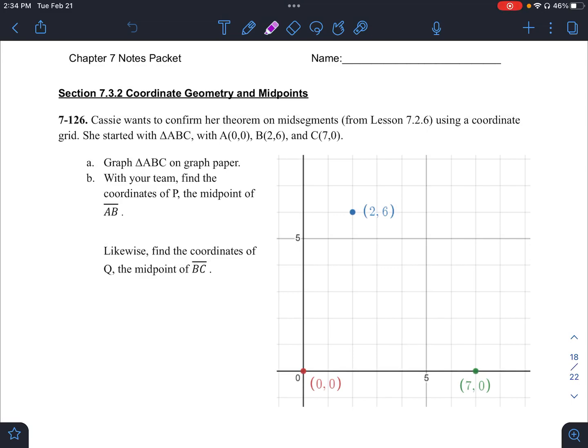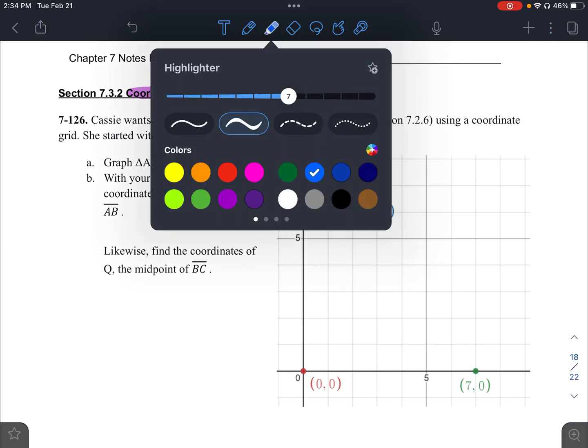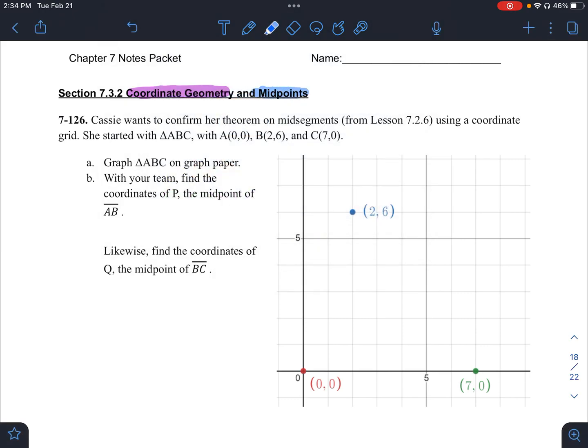All right, today we are continuing talking about our coordinate geometry. And today we're really switching our focus from distance and slope into midpoints. So the distance and slope still will come into play some, but really focusing on the midpoints.